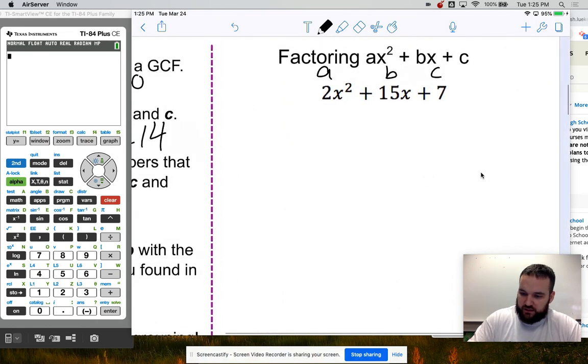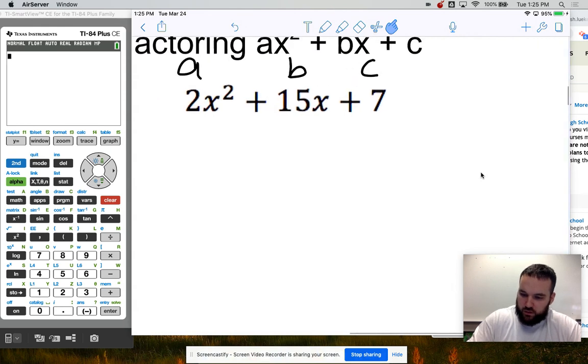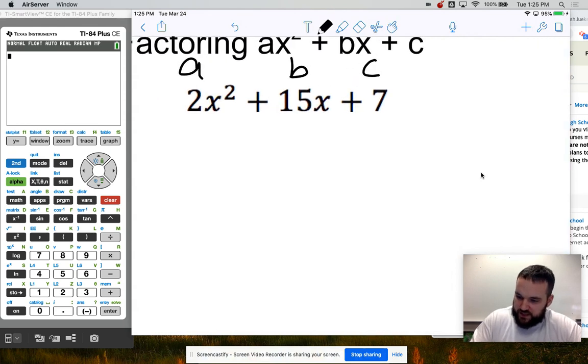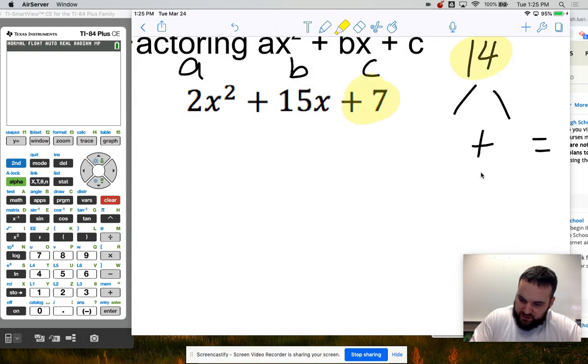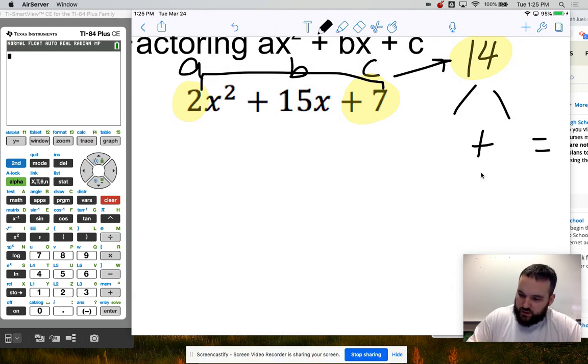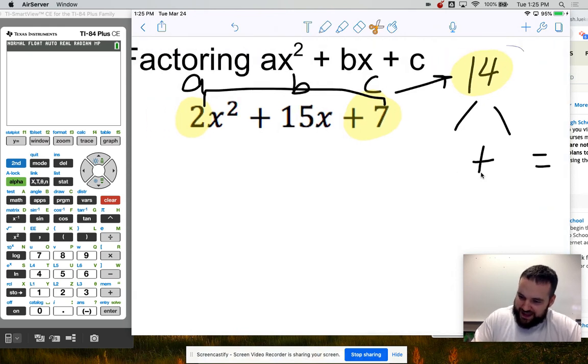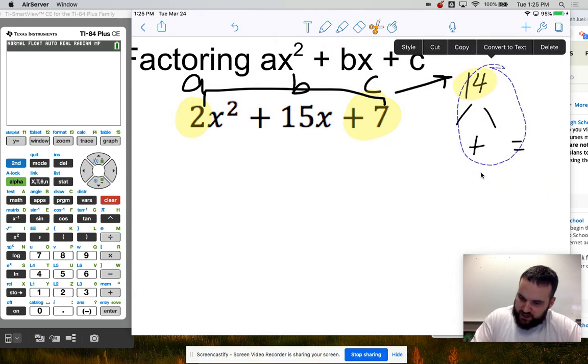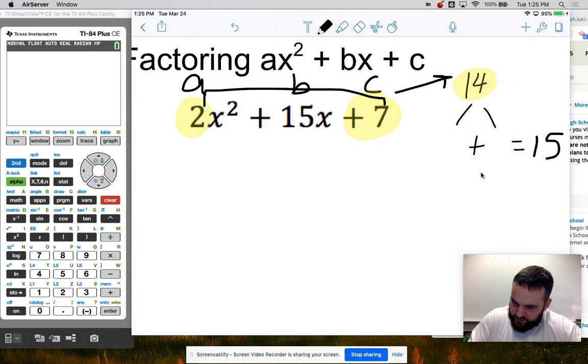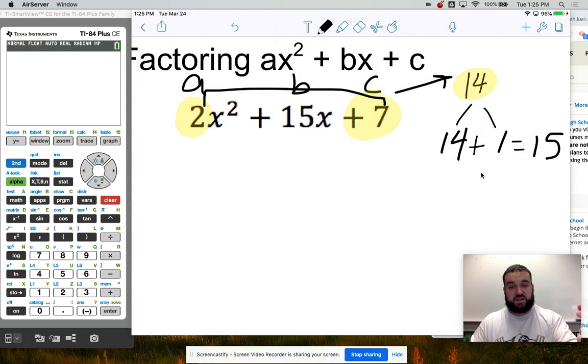Okay, so we're still going to make that little factor tree that we did before, but instead of 7 going on the top, I'm going to put 14 up top. And this number will always be that times the A value. So that times that gives you that number. So I need two numbers that multiply to 14 but add to 15. Well, if it's going to add to 15, remember I can always use the number itself and 1. So 14 and 1 are the numbers that multiply to 14 and add to 15.